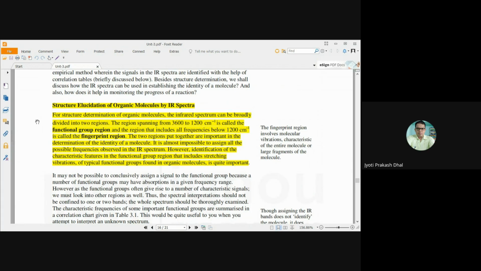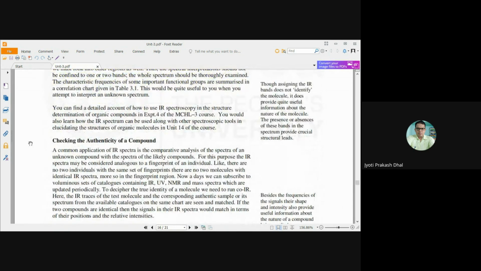The two regions put together are important in the determination of identity of a molecule, and it is almost impossible to assign all the possible frequencies observed in the IR spectrum. However, the identification of the characteristic peaks of the functional group, including the stretching vibrations and bending vibrations of all types of organic molecules, can be measured.